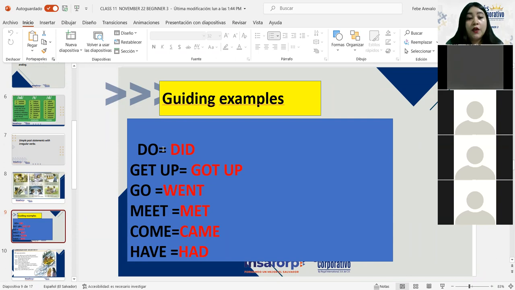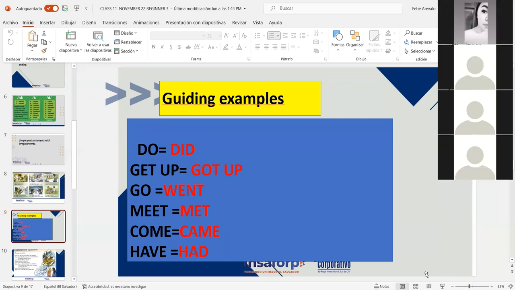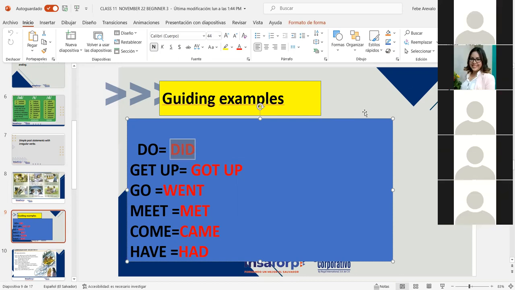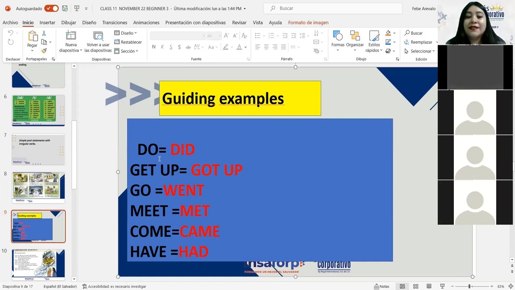Go equals went. Meet equals met. Come equals came. Have equals had, right? In simple past. So let me practice with some of you. Que como dijo que se definían los en rojo, perdón. Todos o solo uno, Sonia. En simple past. Que están en rojo. Okay. These ones, recuerden que el simple past es para las acciones que ya se realizaron, right?